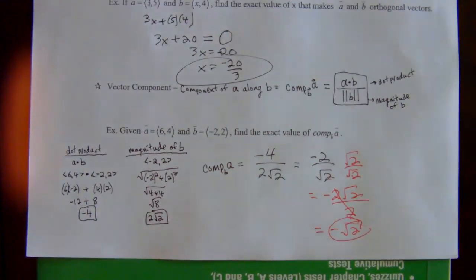Okay, so that's called a component of A along B. And we could talk about that more when we go through questions at some point. But hopefully all that helps for your worksheet there.